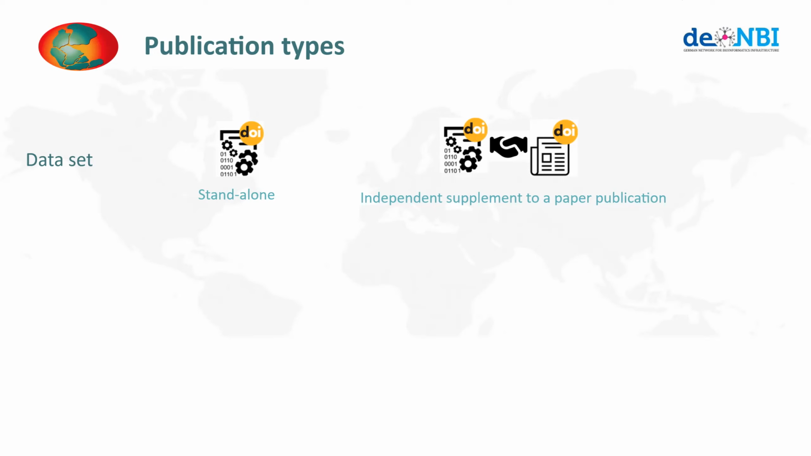A different case is independent supplement to a paper publication. So in that case, you have two entities that are published at the same time. You have your data set published with us and a paper that goes with this data set. And these two items are both independent. They get their own digital object identifier and reference, and they are cited in both directions. So from our data set, you can get to your paper publication, and in the paper publication, in the data availability statement, you have a reference of your data.